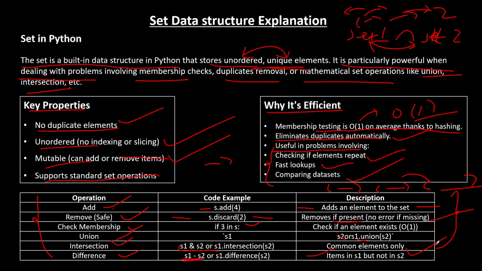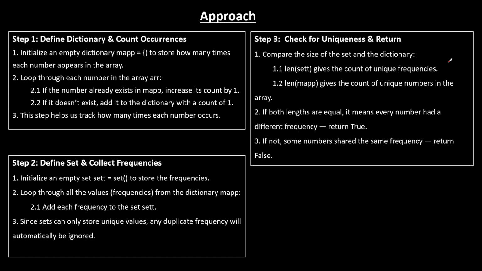Okay, now let's move to the next slide. Now, since you got the intuition of the problem, let's look into the approach of how we're going to solve it. It's very simple. We will define a dictionary and count the occurrences first. We initialize an empty dictionary. We name it map. In Python, if you write a variable name and initialize it in this way, it is a dictionary.